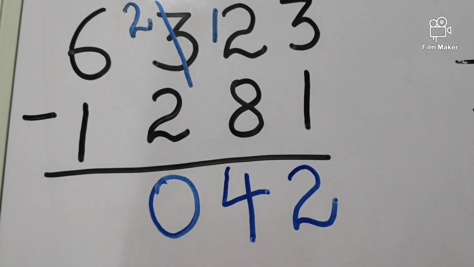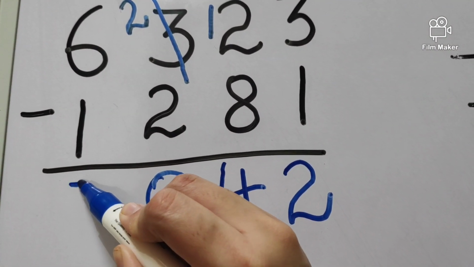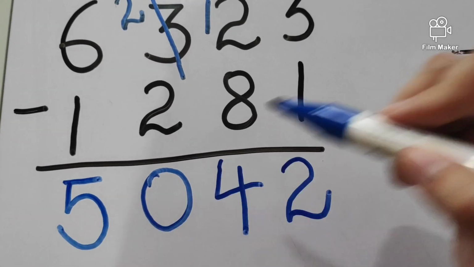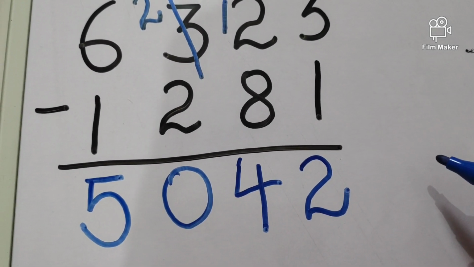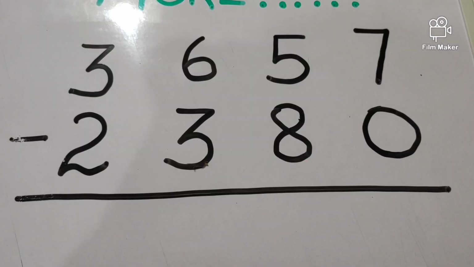When a number is subtracted from itself, the answer is 0. 6 minus 1, children. 6 minus 1, the predecessor property. When you subtract 1, you get the predecessor. So the answer is 5,042. Let's move to another question.